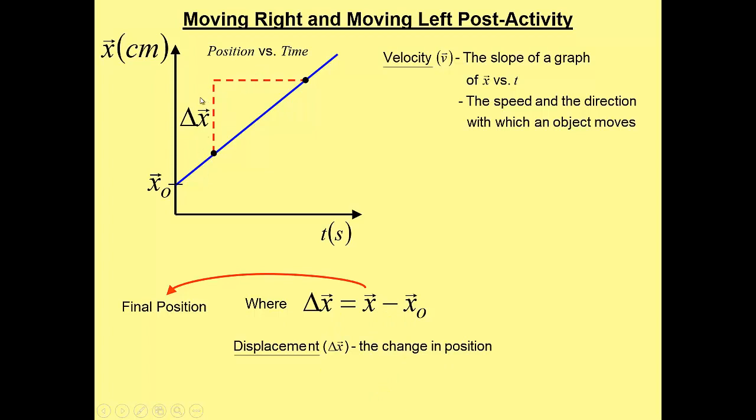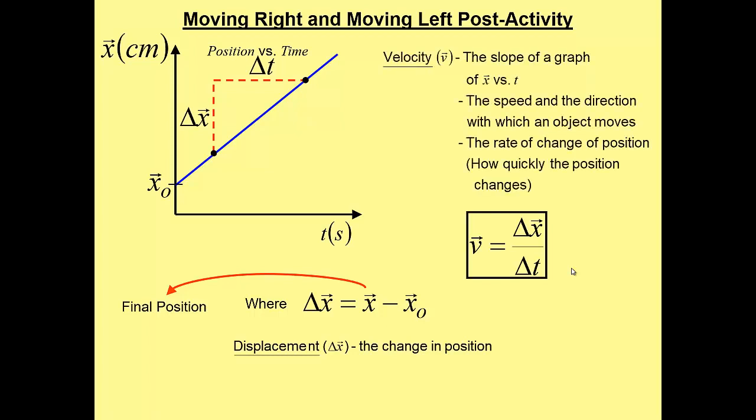So if our rise is the displacement, our run would be the change in the time, of course, because we have time on the horizontal axis. So the slope of this graph is the velocity. Slope is rise over run. So we can write this in symbols as velocity is displacement over time. Or if you want a little more mathematical way of saying it, it's the rate of change of position. This is how quickly your position is changing.